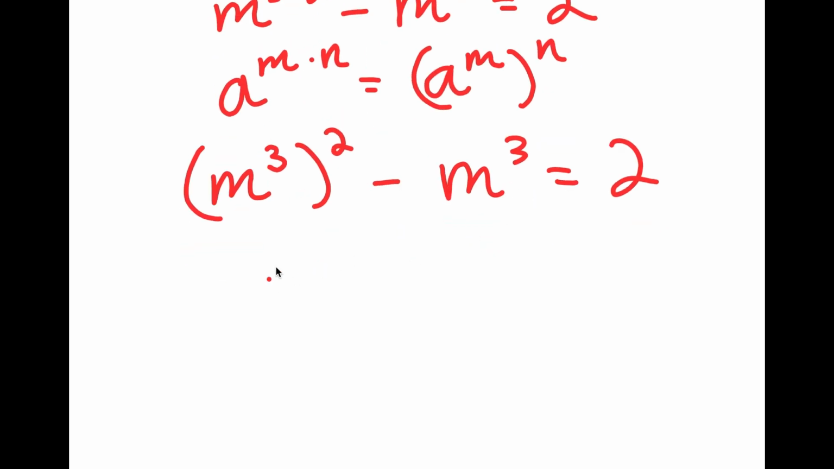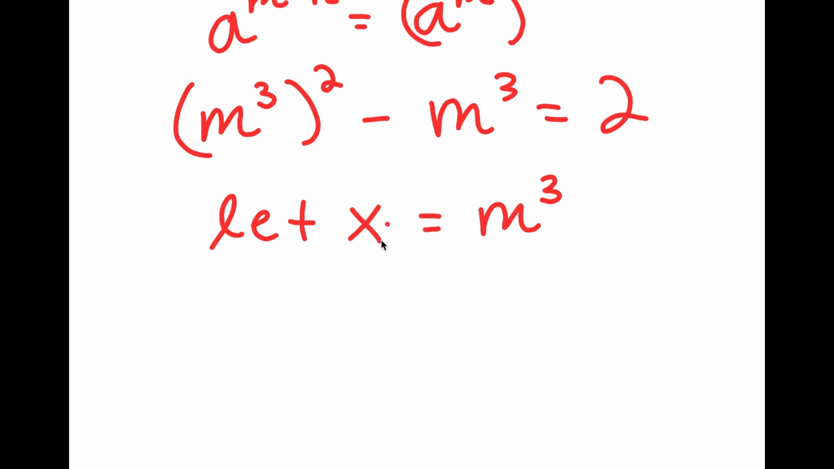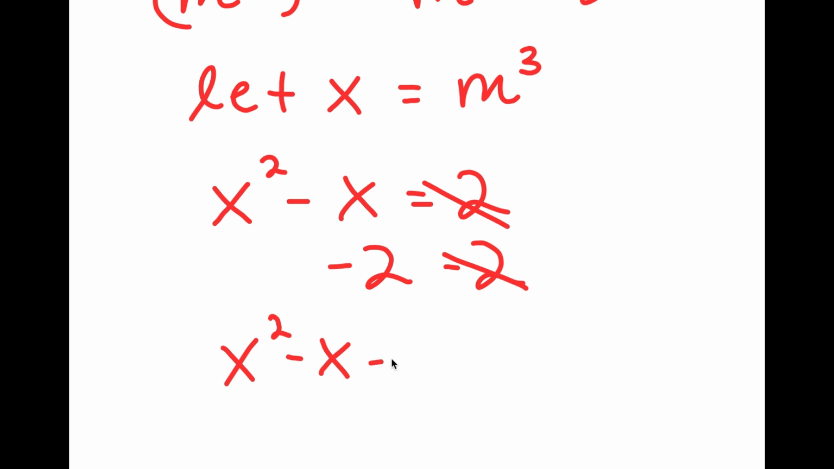Now from here, I'm going to let the variable x equal m to the power of 3. So if I substitute in x for m to the power of 3, I get x squared minus x is equal to 2. And now I can subtract 2 on both sides. So I get x squared minus x minus 2 is equal to 0, which is a quadratic equation.